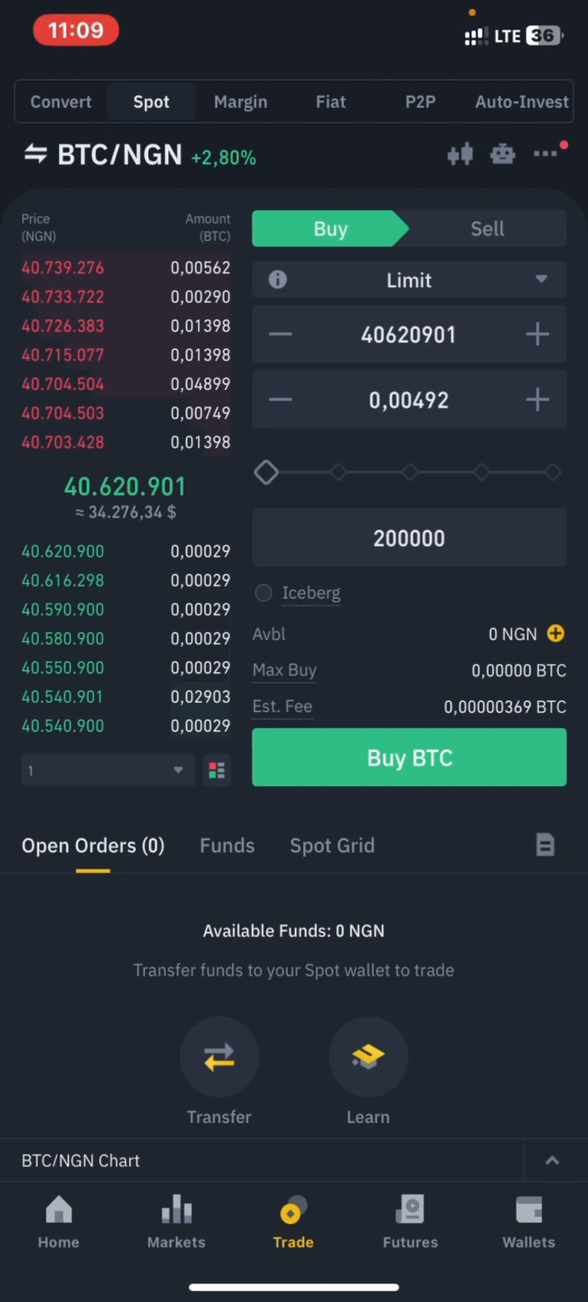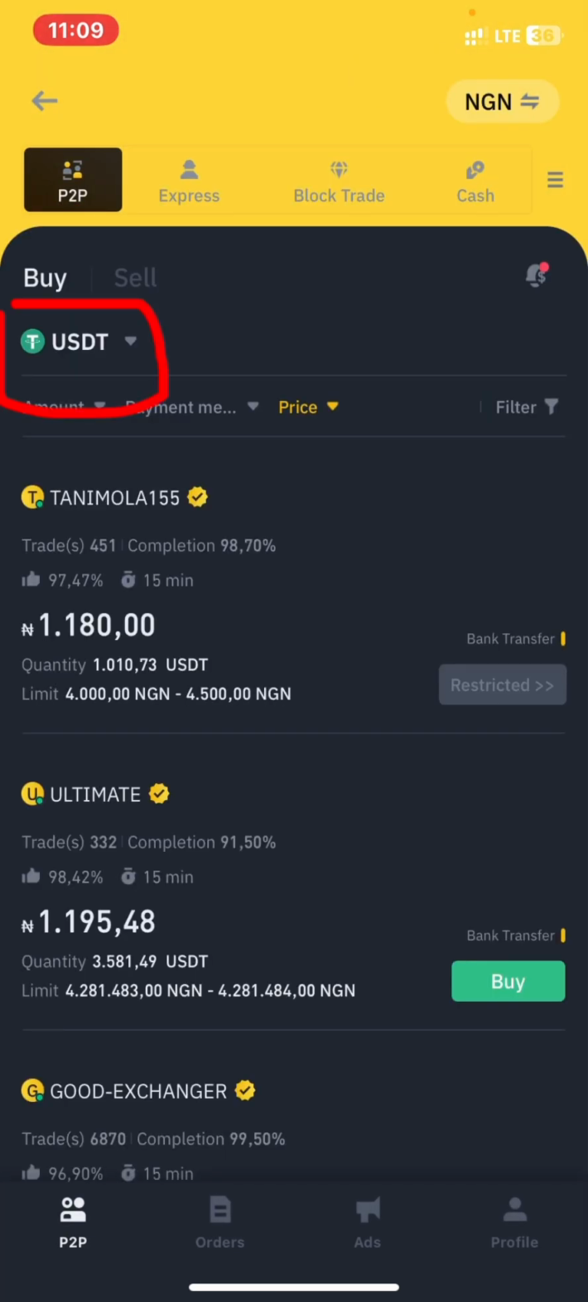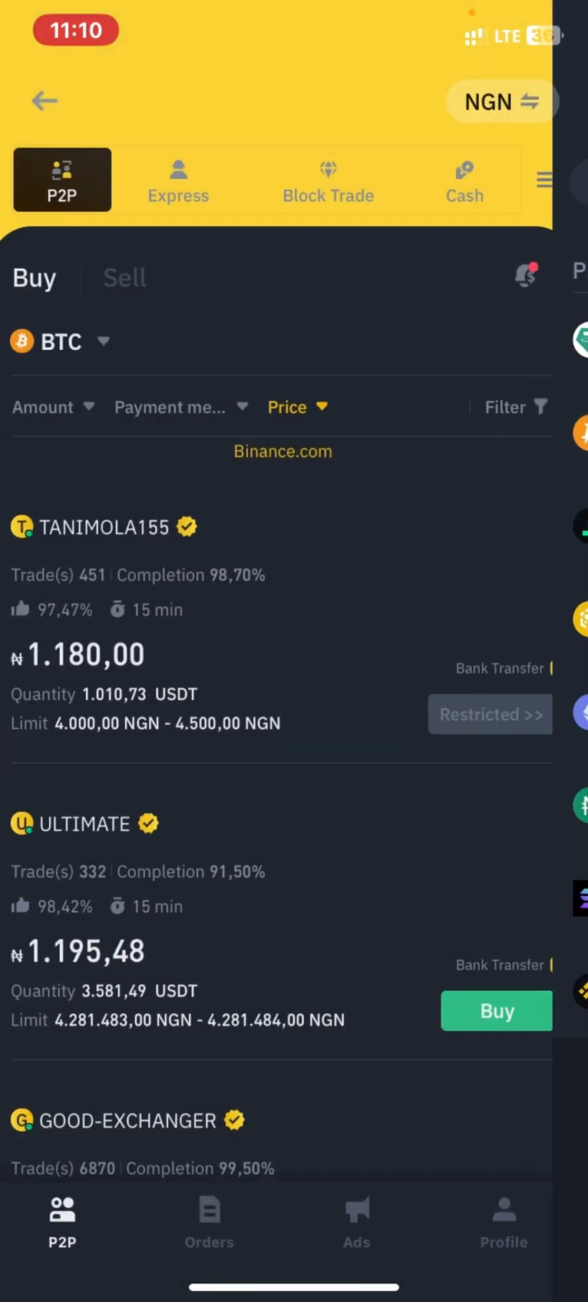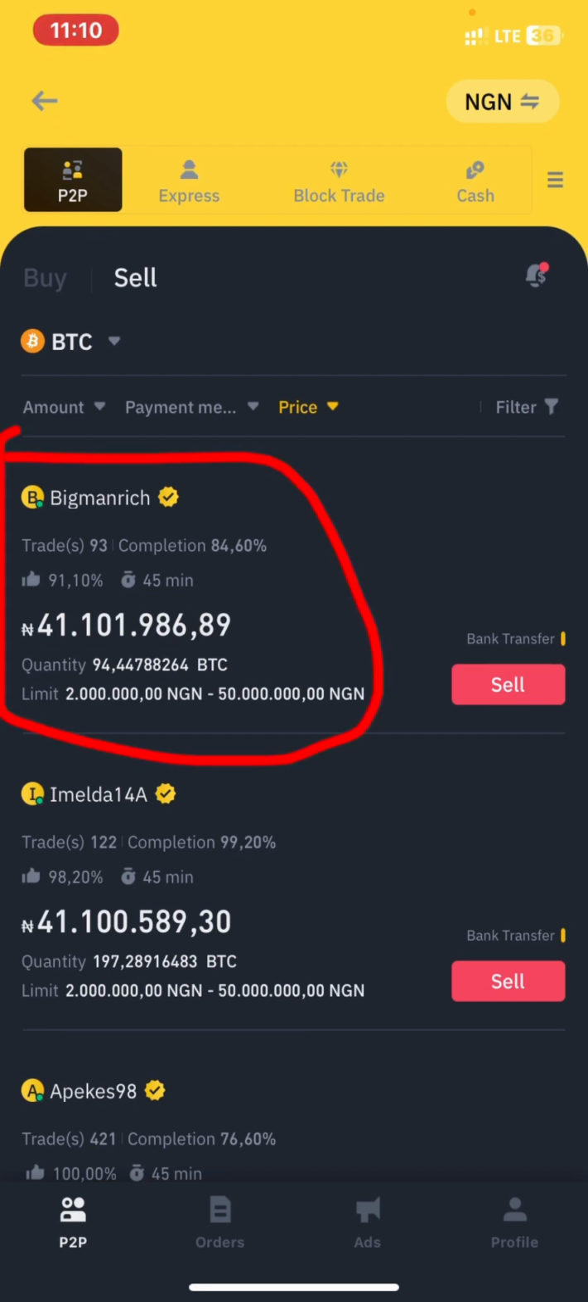Then you come to this P2P, navigate to this P2P over here, and switch to this. Come over here, change to BTC, and again come to this sell BTC already. And the reason why I showed you the first step earlier, you will be able to buy from that marketplace and sell to this P2P over here. So I want you to grab something, price of BTC. If you want to sell to this guy over here, you'll be selling at 41,100,000 plus at this rate.